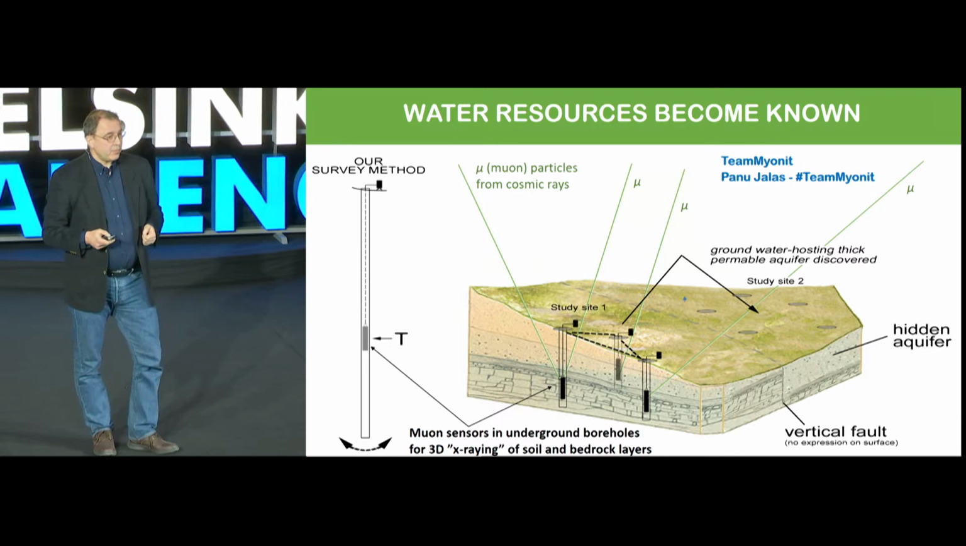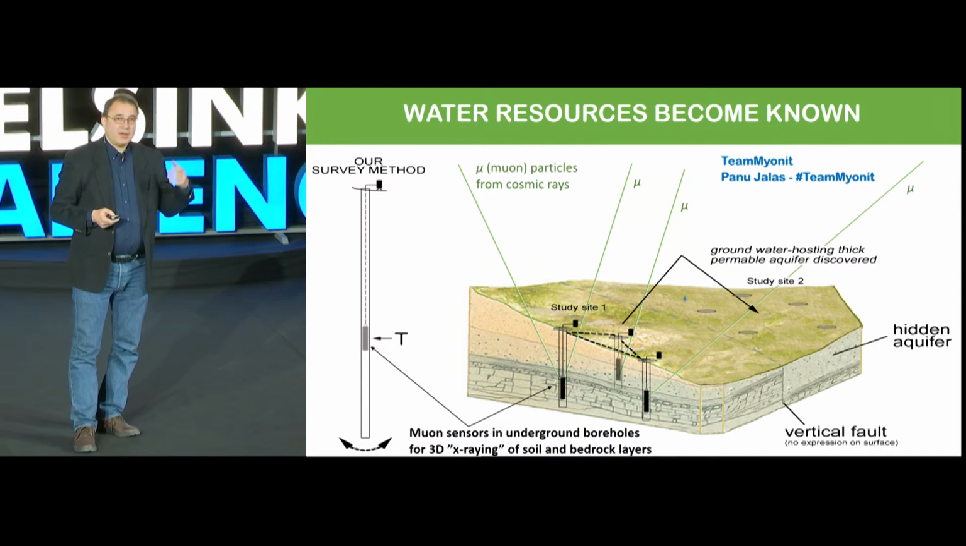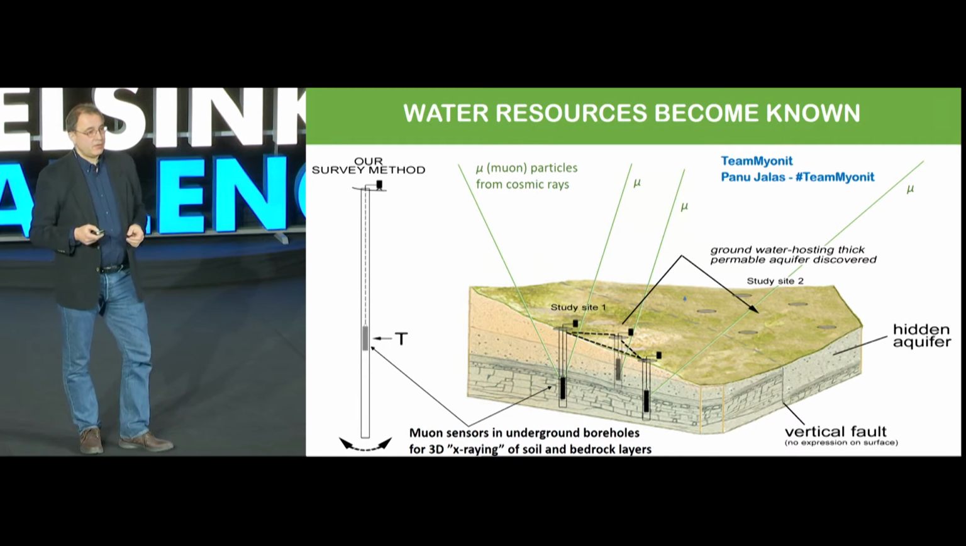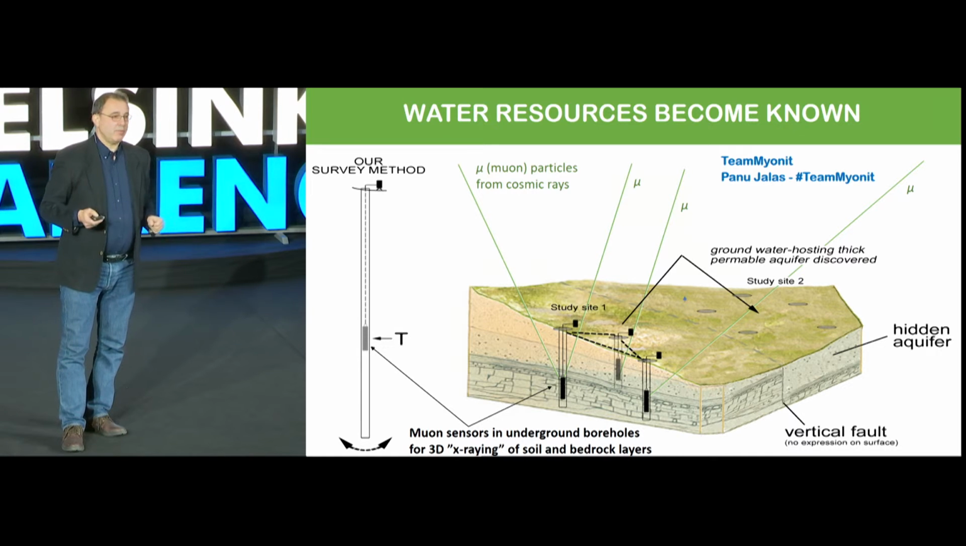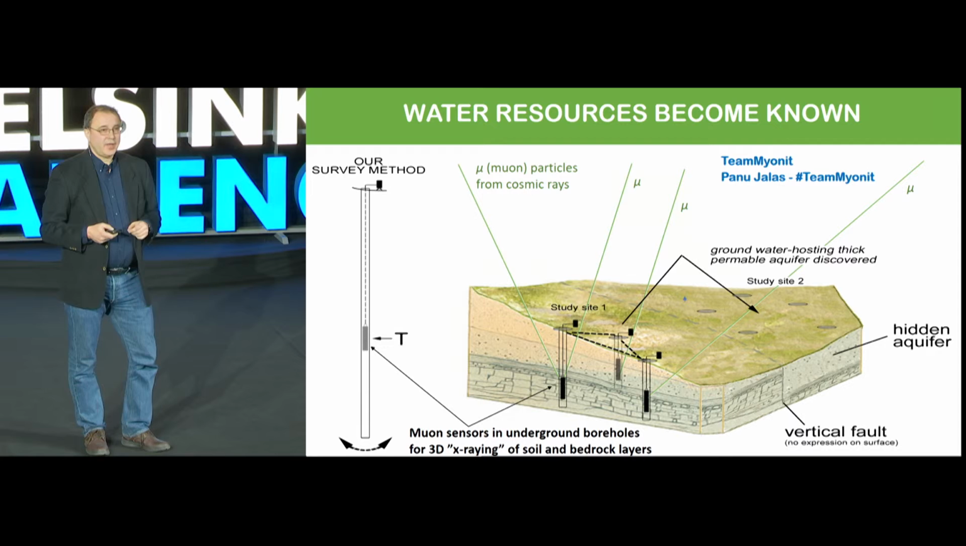So we propose to use cosmic ray particles. Cosmic rays are ubiquitous. They come from space, usually from things like supernovas or some distant radiation sources. When they come to the atmosphere, they become muon particles. And these muon particles penetrate into the Earth, even down to 1 kilometer depth. This is pretty amazing.